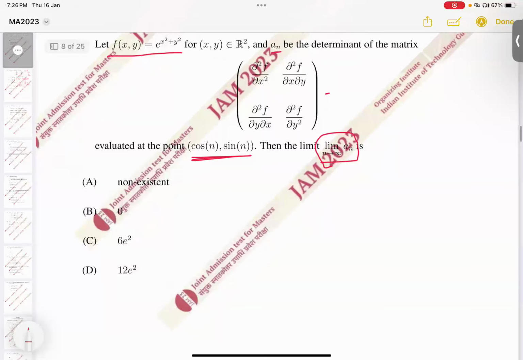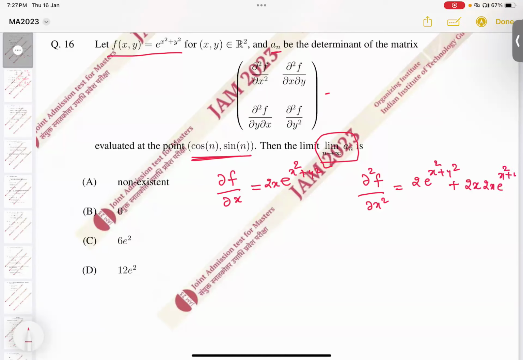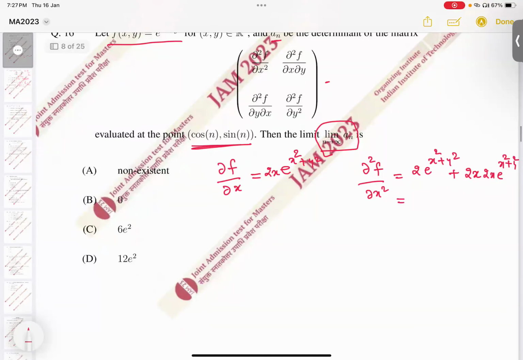So let's try this part. If you find del f upon del x, this will be equal to e to the power x square plus y square into 2x, right? And if you calculate del square f upon del x square, by product rule, this will be equal to 2 e to the power x square plus y square plus 2x into 2x e to the power x square plus y square, right? So this will be equal to 2 e to the power x square plus y square plus 4x square e to the power x square plus y square, right?